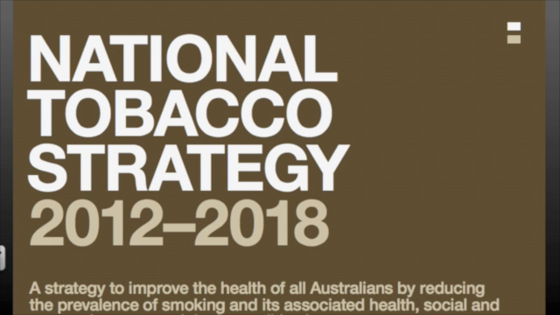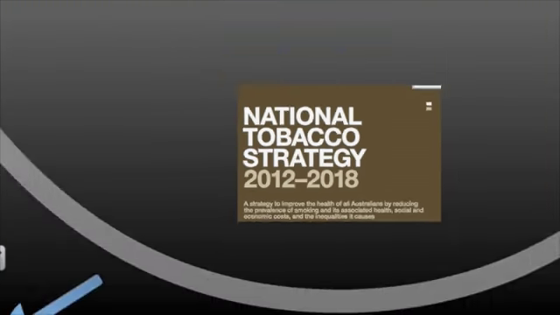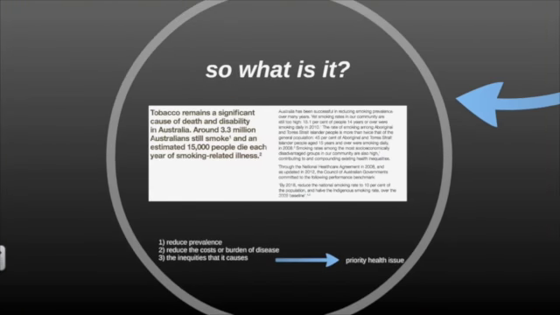And it has a big overall key message, and that's to improve the health of Australians by reducing the prevalence, or the number of people who are smoking, and the problems that are associated with that, both health, social and economic costs, and also the inequity that smoking causes in the community. So that's the key message.